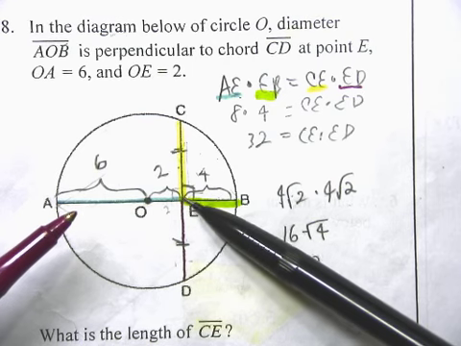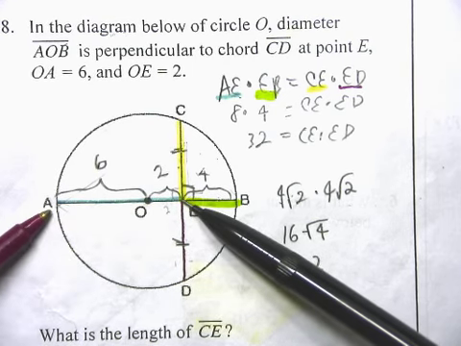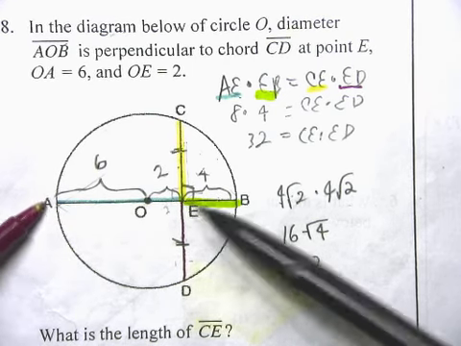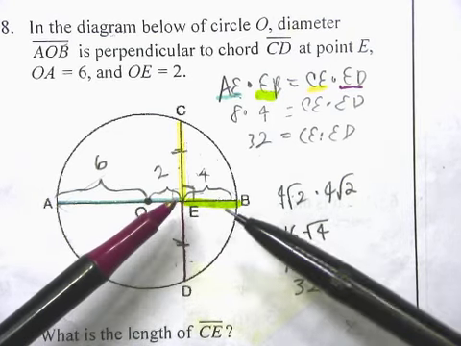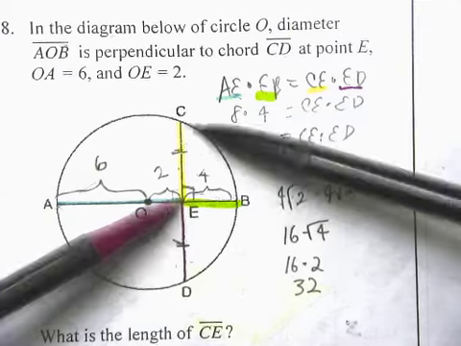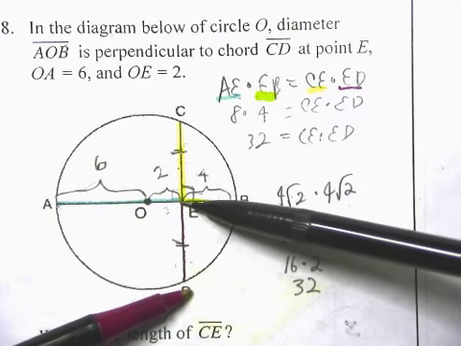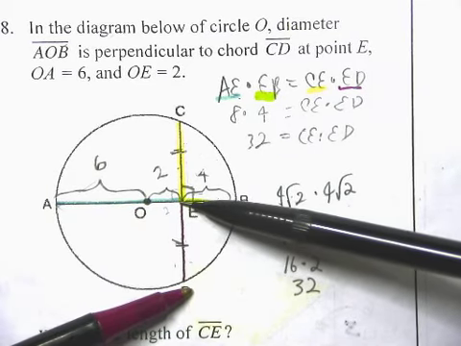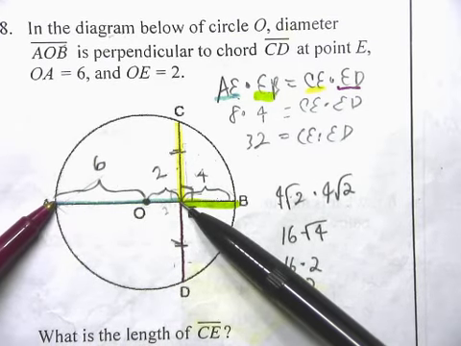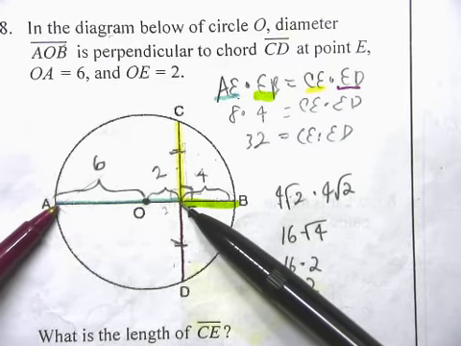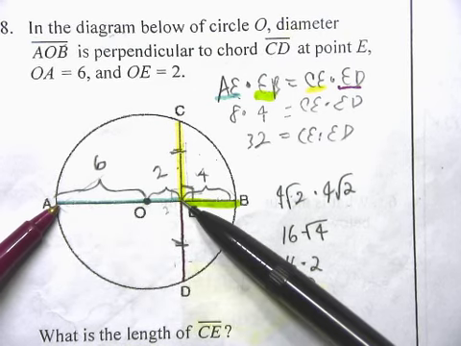But the rule says that the product of their parts will be the same. So here's the part where the chords intersect, right? So if I take AE and I multiply it times BE, whatever the product is of those two should be equal to the product of CE times ED. Again, go back to the YouTube page, review this section.